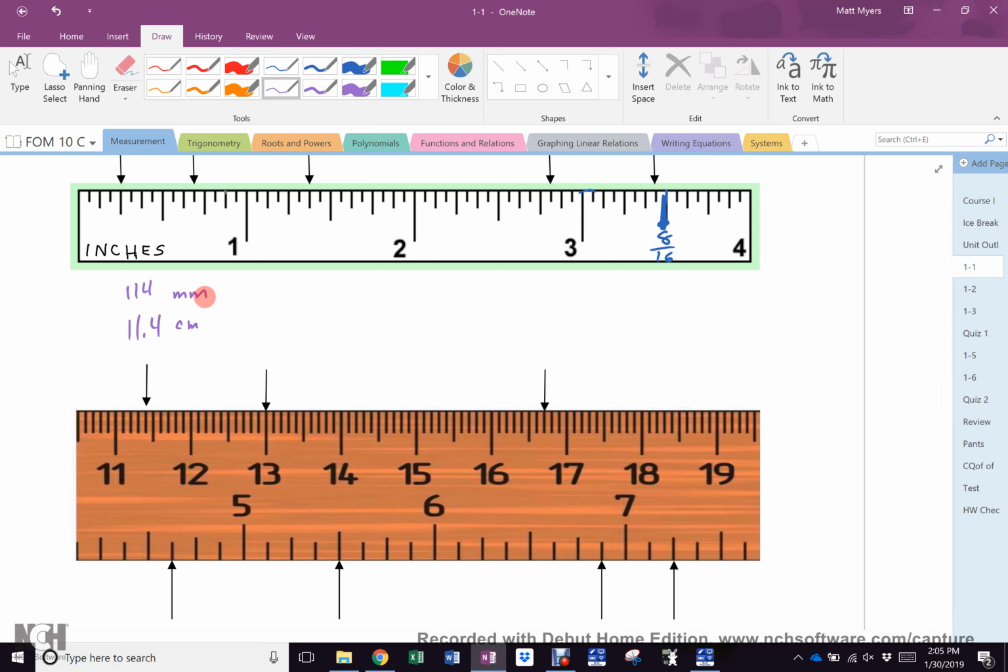1.14 meters? You could do a 1.14. It's one of the measurements that we don't use in Canada. Decimeter, you could put 1.14 decimeters. What could you do for meters? 0.114 meters.